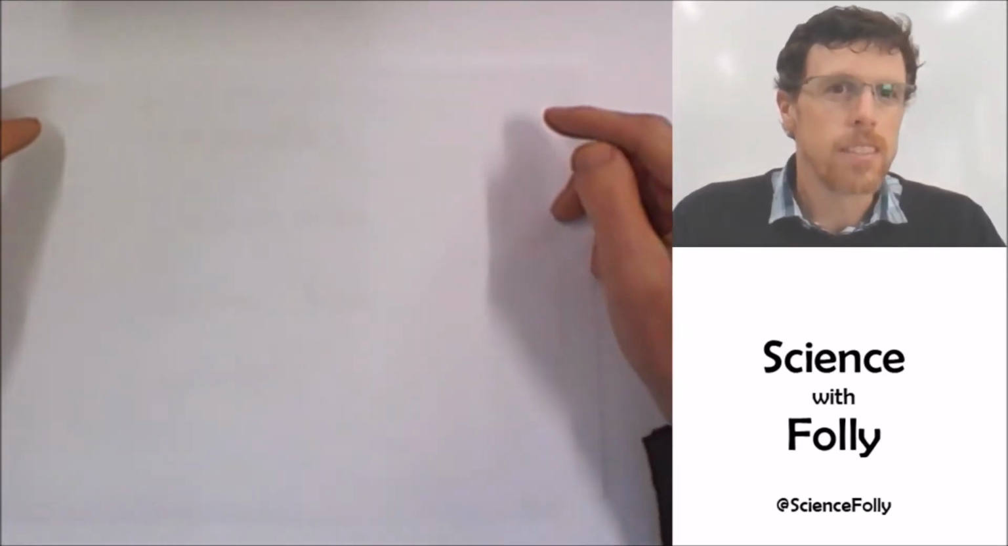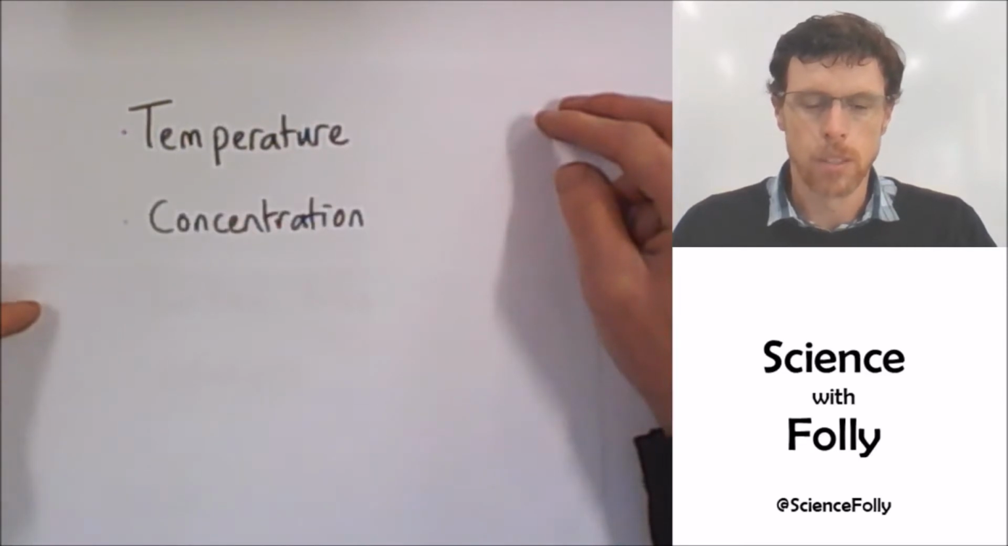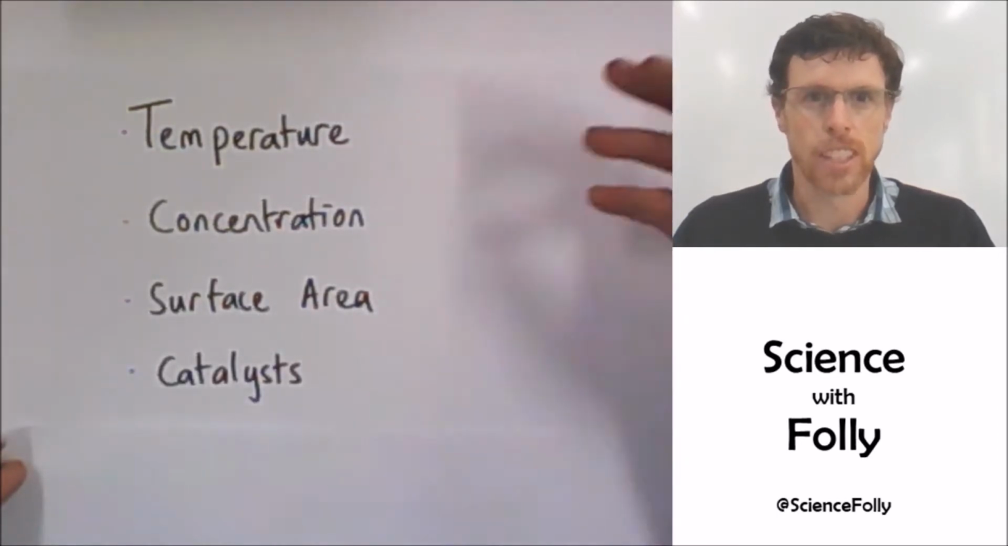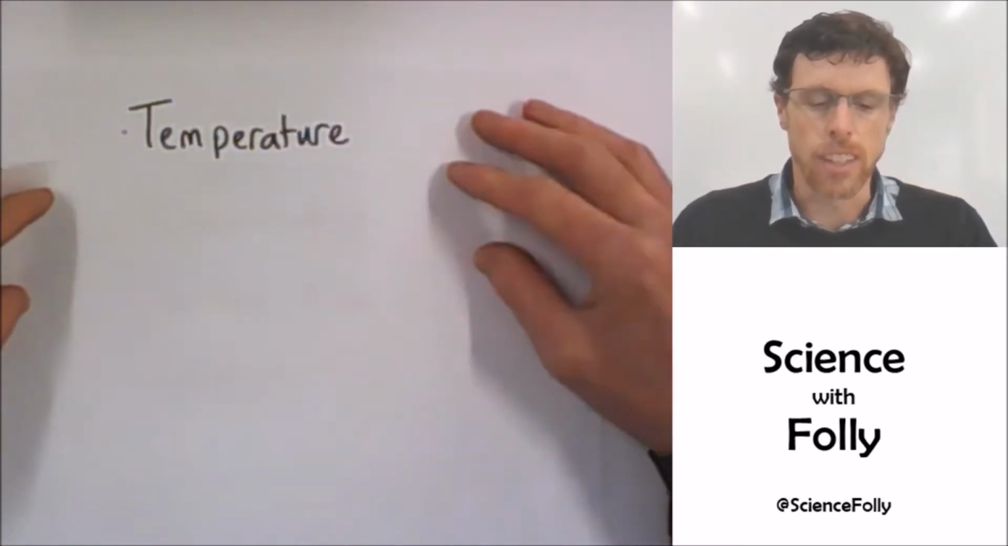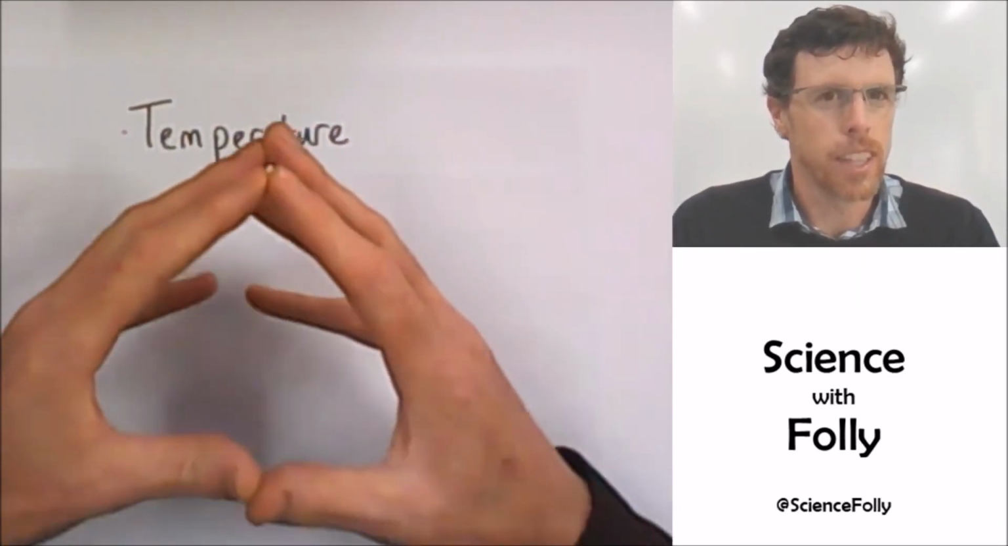So there are four ways to change the rate of reaction. One is temperature. Two, changing the concentration. Three, changing the surface area. And four, introducing catalysts. Firstly, temperature. How does temperature impact the rate of reaction?